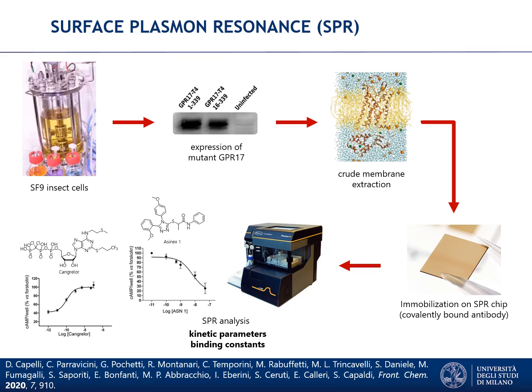The validation with the antagonist Cangrelor and the agonist Azinex1 allowed us to demonstrate that SPR is a very reliable tool for the identification of agonists and antagonists of GPR17.